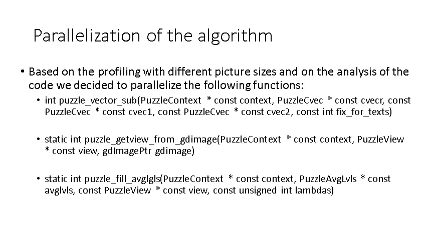The strategy of parallelizing the algorithm is based on profiling and analysis of the code, which gave us 3 main functions to parallelize. Function puzzle_vector_sub, the first one. Function puzzle_getview_from_gdimage, and puzzle_fill_avglight_gray_lightscale. We did the parallelization of those 3 functions basically on the loops with the cilk_for statement.